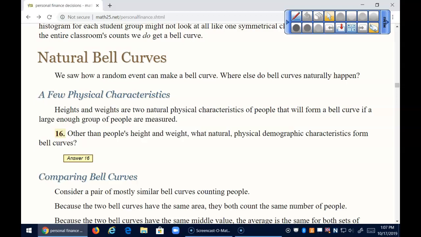Hair color? Income. Oh, I color your bell curve.